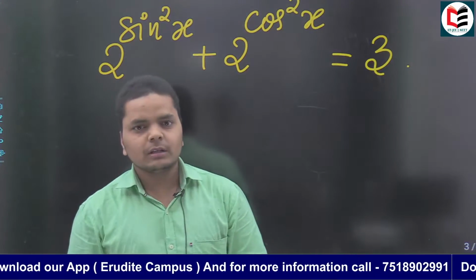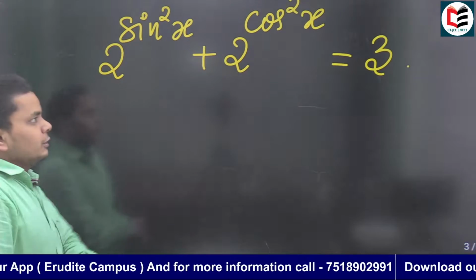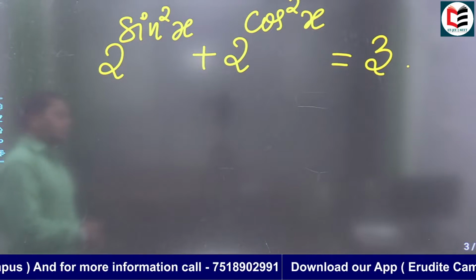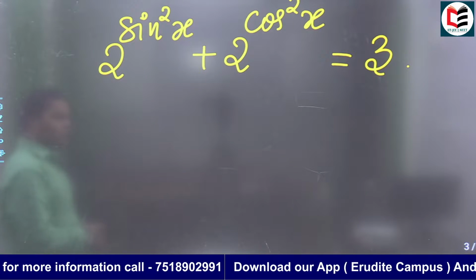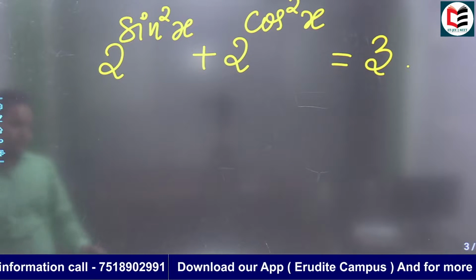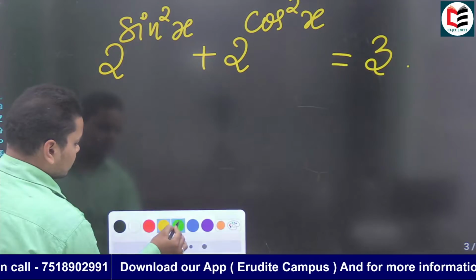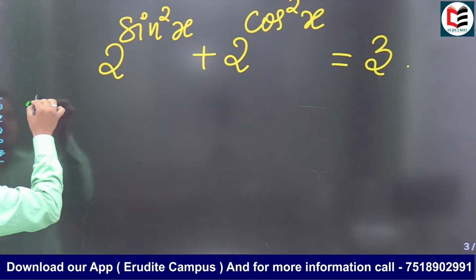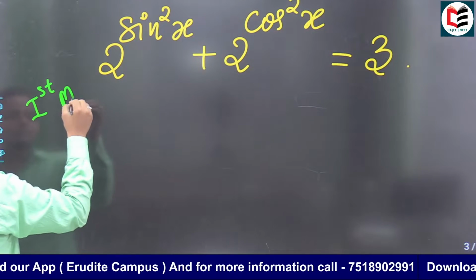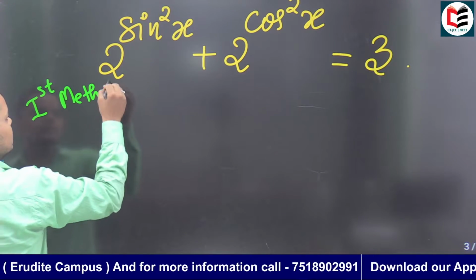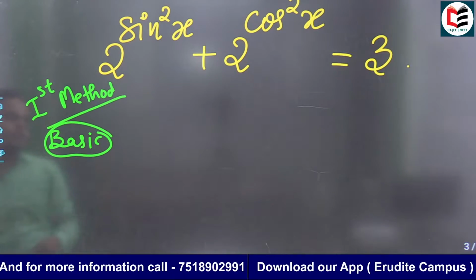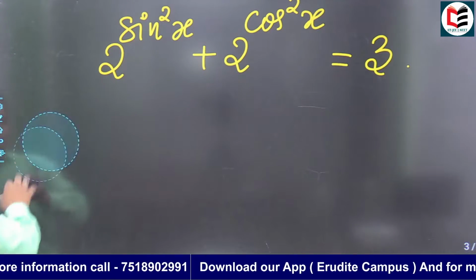Hello everyone. This is a question which we are going to solve today: 2 to the power sin square x plus 2 to the power cos square x is equal to 3. You have to solve this question by different methods. We are going to solve this question by the first method, that is our basic method. Let's begin the solution.